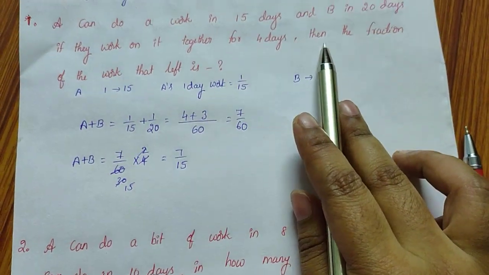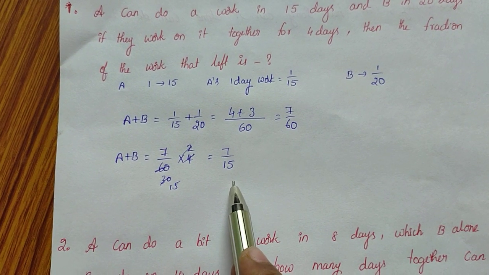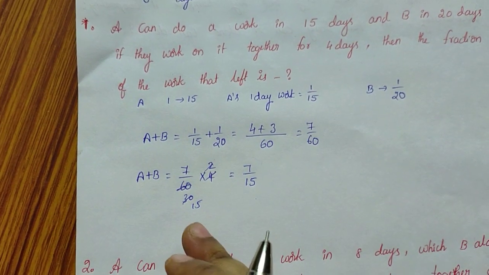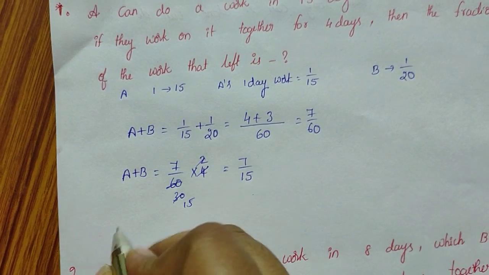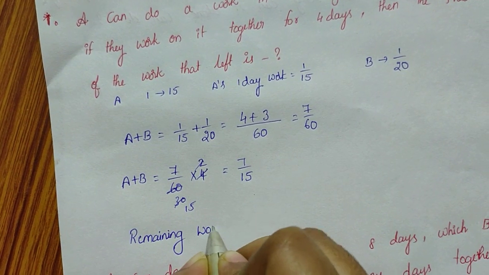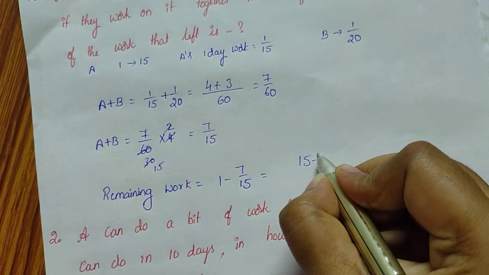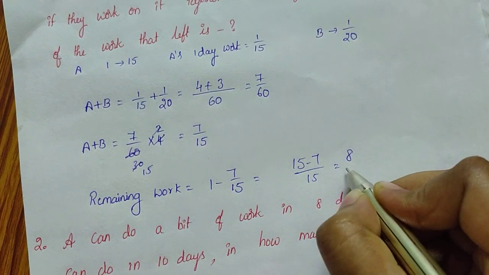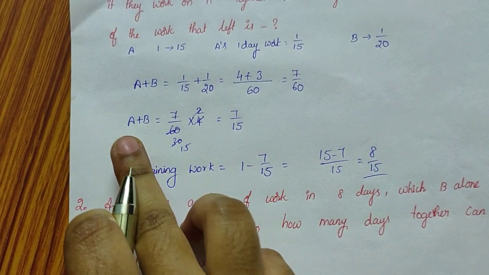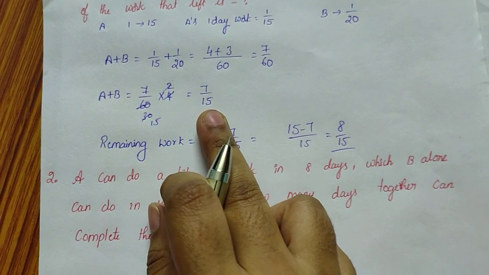So what is the question? The fraction of the work left. 7 by 15 part of the work is completed. The remaining work is: we know that the work completed means it is equal to 1. So the remaining work is 1 minus 7 by 15. That is 15 minus 7 by 15. That is 8 by 15. 8 by 15 part of the work is left, and they both together worked for 4 days and completed 7 by 15th part of the work.